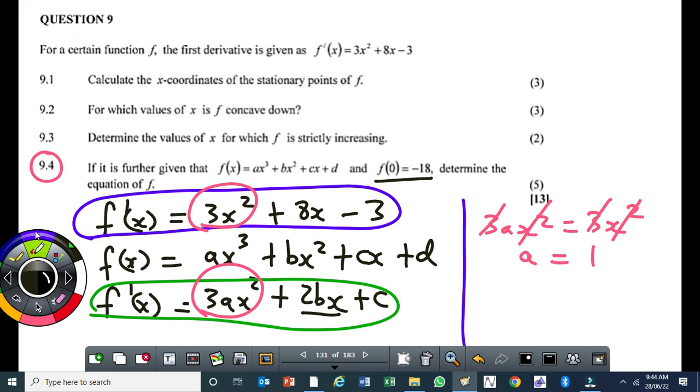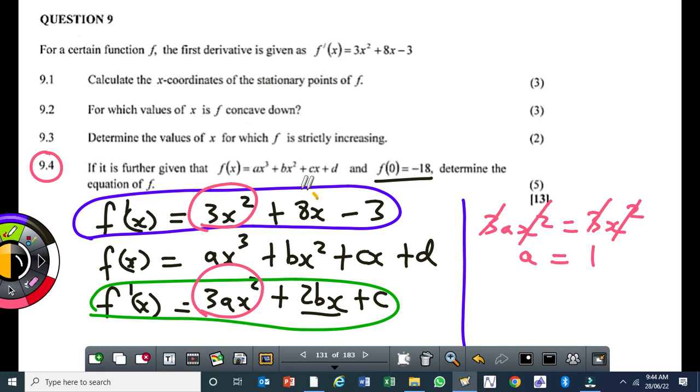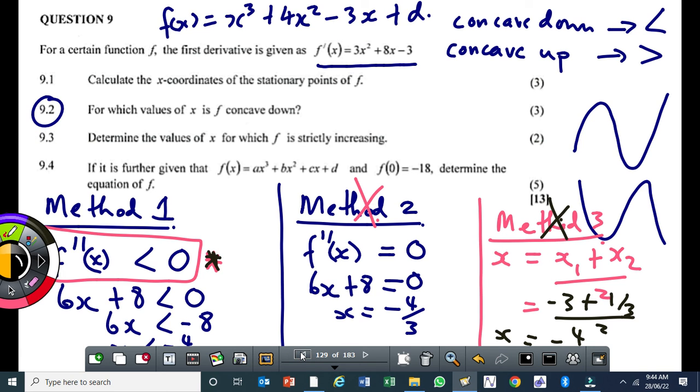Okay, let me use a different color. I think maybe that color will be better. So this 8x will be equivalent to that. So it will be 2bx is equal to 8x. Obviously, I will end up having 2b equal to 8. So b is going to be what? 4. Do you remember we got this before when we did it by inspection? You see this 4 here? We got that 4 by inspection.